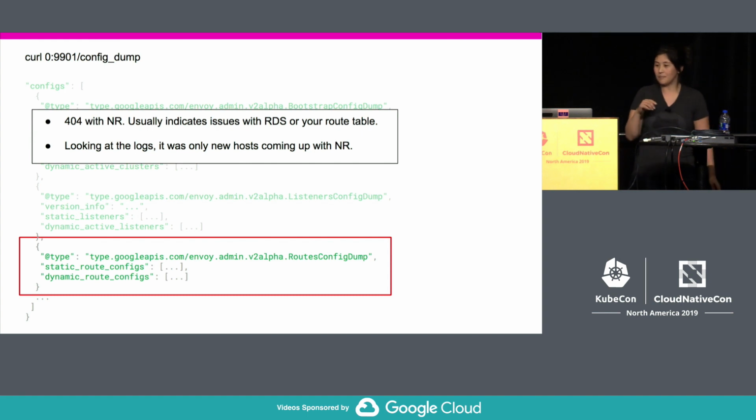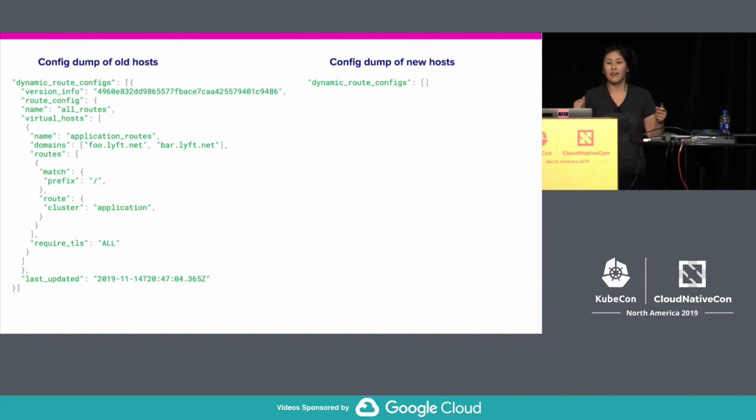And so let's dig into the route table and see what's going on. So you aggregate all the route table or the dynamic route configs from all your hosts, and you notice that the old ones have the route table properly, but the new ones don't.